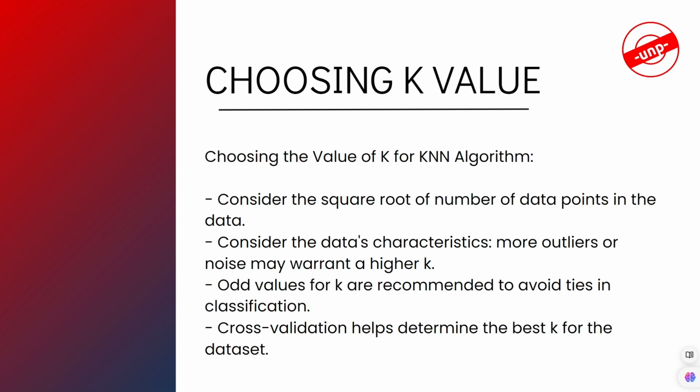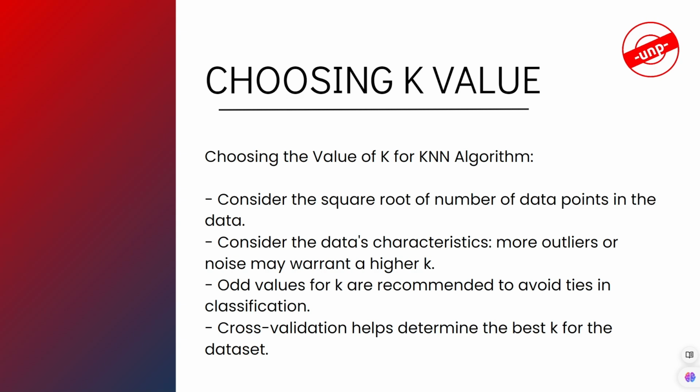Second method is based on data characteristics. In this, we use a higher value of k because if data has many outliers and noise, it is used to achieve more stable predictions. Third method is based on odd values. In this, we choose odd values for k to avoid ties in the classification decisions.